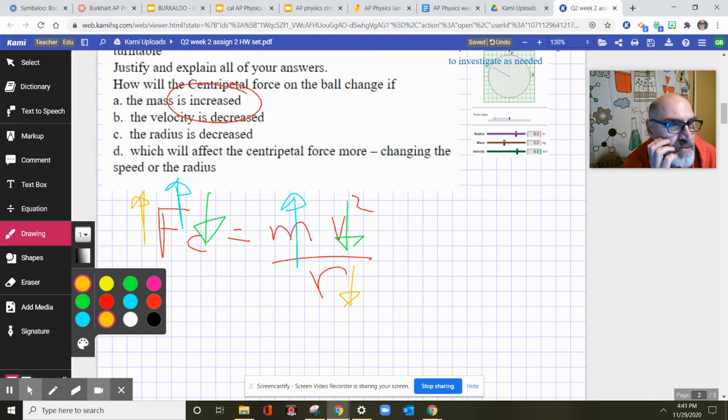Which will affect the centripetal force more, the speed or the radius? Well, the speed will, because it's squared. You're squaring something that's changing, and that's going to have a bigger effect than just changing something without squaring it.